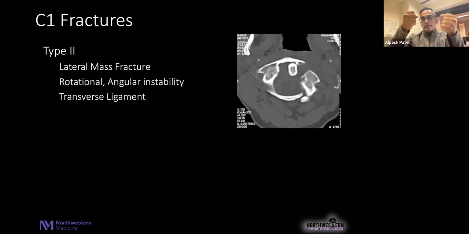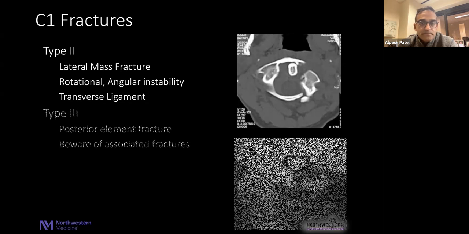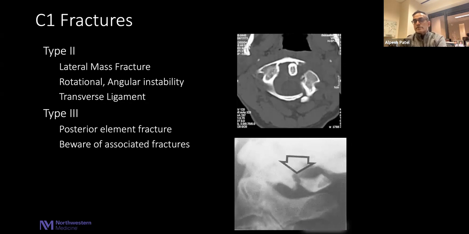And what will happen is patients will gradually drift. Their head will gradually drift into a coronal tilt with some of these type 2 lateral mass fractures, requiring fixation and stabilization. Type 3 injuries are sort of considered to be benign. These are stable injury patterns, posterior elements only. Always want to look on the CT to see if there's an anterior ring component.